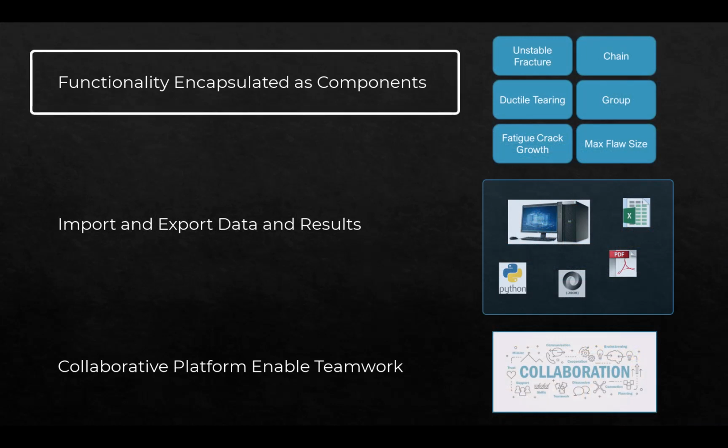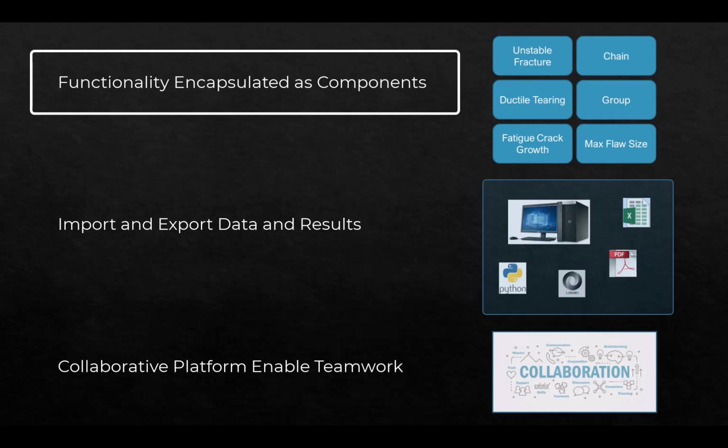First, functionality such as unstable fracture, ductile tearing, fatigue crack growth, and other utilities are encapsulated as components. These components can be assembled to provide unprecedented flexibility and expandability to solve everyday problems. This is the heart of Material ECA. It makes the most intricate and complex assessments straightforward and fast.